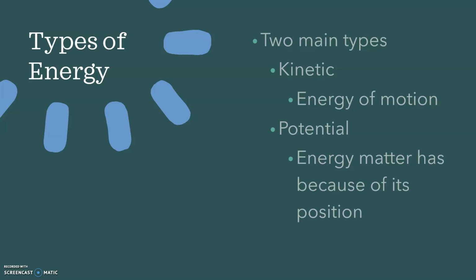We divide energy into two main types. For each of those types, there are several kinds of energy. The two main types of energy are kinetic and potential. Kinetic energy is the energy of motion. Potential energy is the energy matter has because of its position. Many people also think of potential energy as stored energy.